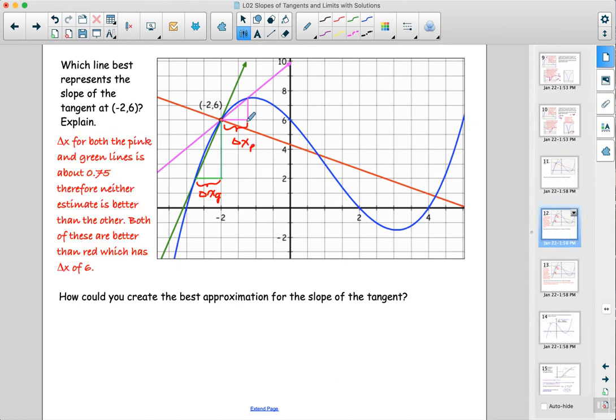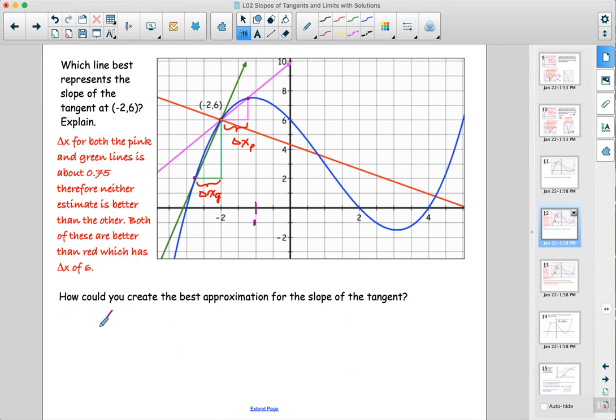It turns out for the pink line, the next place we intersect the curve is right there. So this would be my delta x for the pink line. And for the green line, the next point it intersects the curve is way over here, and that would be my delta x for the green line. Notice how each of these are approximately equal. This is 1, not 0.5, it's about 0.75. So it looks like delta x is 0.75 for both the magenta or pink line and the green line. So they both give equally bad approximations.